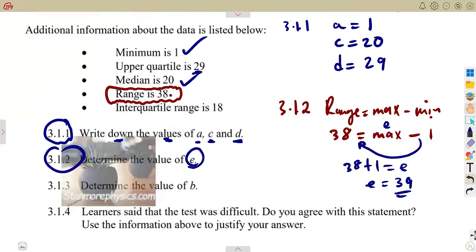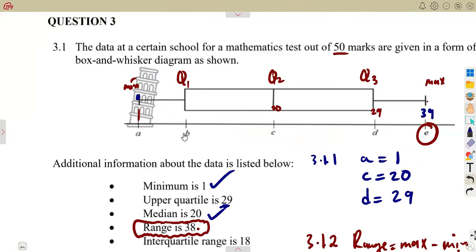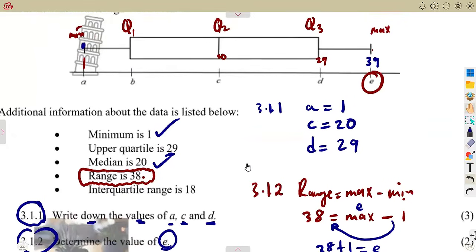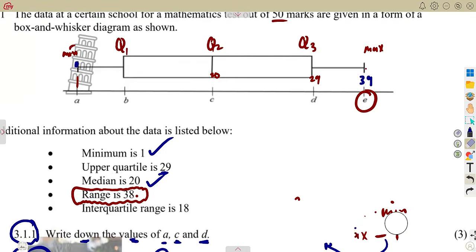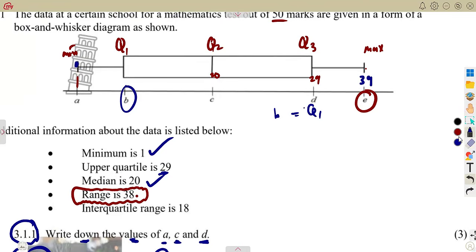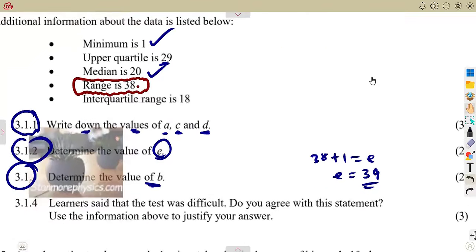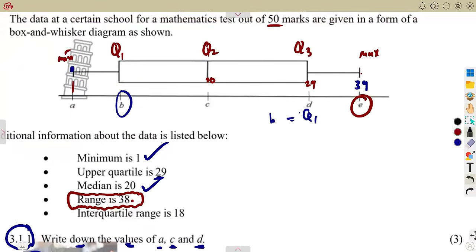Just like that, from the range that we are given. 3.13, determine the value of B. What is B representing first? The lower quartile. Is there a statement which can consist of the lower quartile? Yes, we have that from the interquartile range. So we can calculate B, because B represents Q1, the lower quartile. So from the interquartile range we can calculate that.